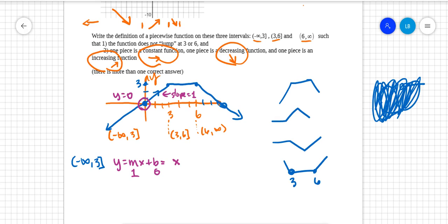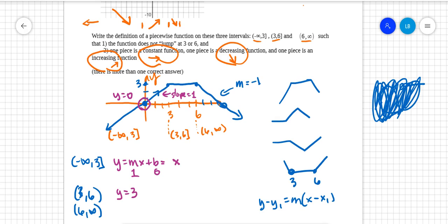Okay. If I look at the next piece, from 3 to 6, it's a constant, so it's just y equals 3, doesn't change. And the last piece, from 6 to infinity, I get it's a negative slope. And so I'm going to go over to the right-hand side here. M equals -1. All right. I don't know right away what my y-intercept is. So I can do my point slope form, y minus y sub 1 equals m times x minus x sub 1, and use either one of these 2 points that I have. I have an intercept at 9, or I have 6, 3. Let's use the point 6, 3.